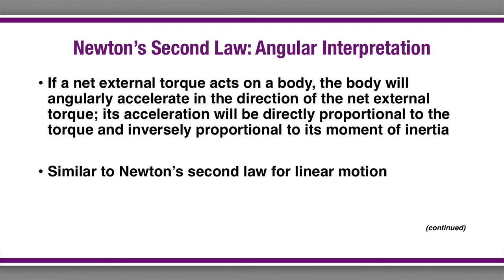In interpreting Newton's second law via the angular interpretation, if a net external torque acts on a body, the body will angularly accelerate in the direction of the net external torque, and its acceleration will be directly proportional to that torque and inversely proportional to its moment of inertia. So this is similar to Newton's second law for linear motion, in which F equals ma.